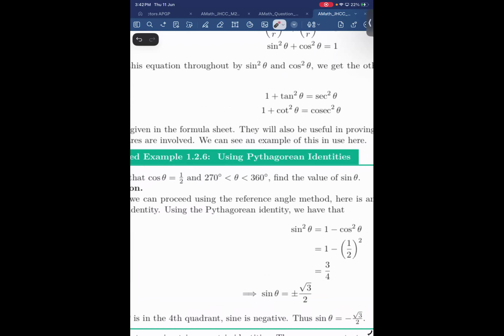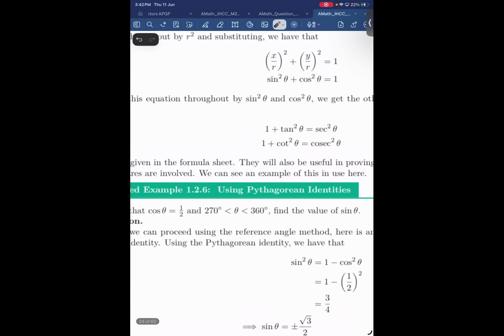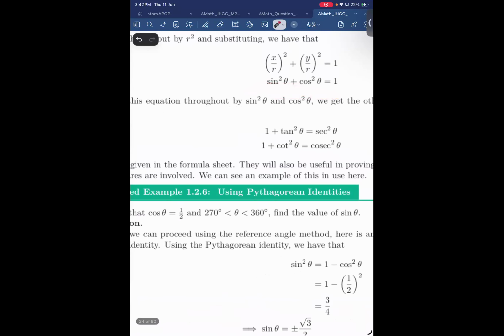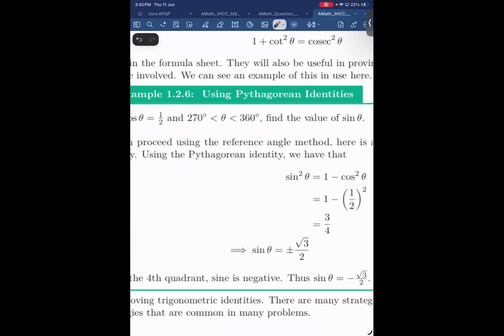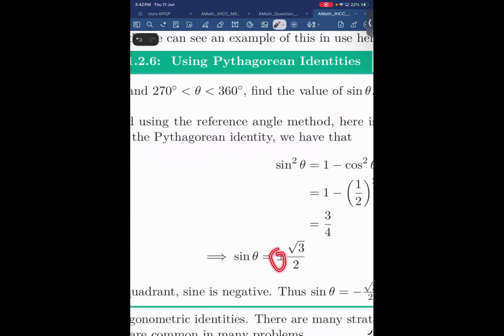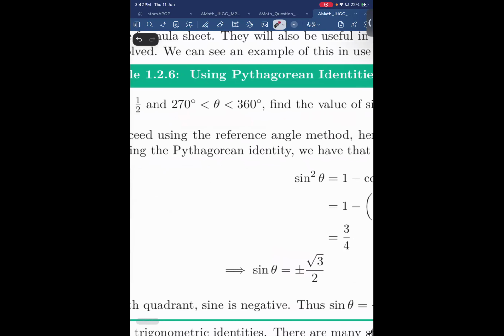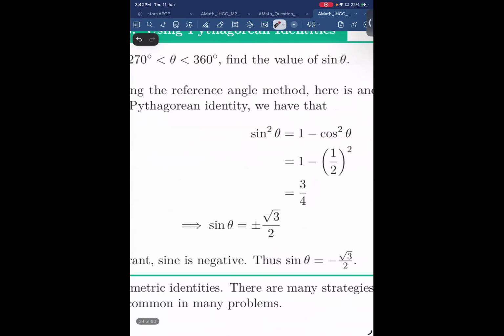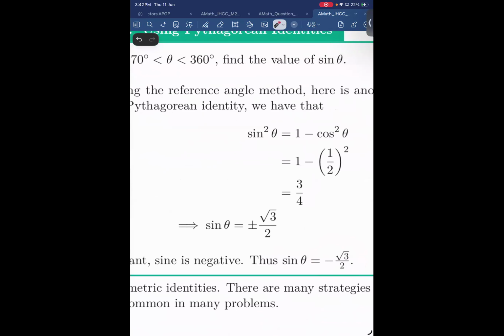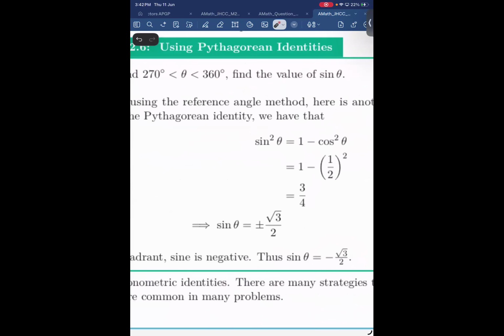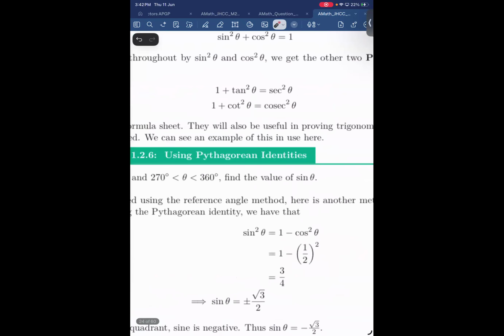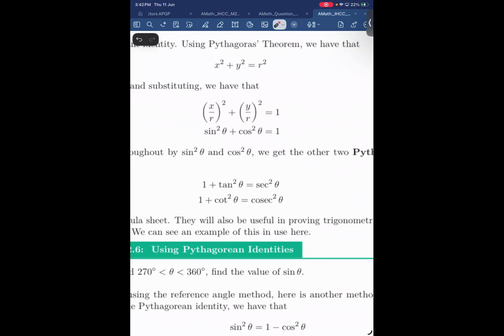Now we have a new method. We have the value of cosine and we want to find sine. Just use this formula over here, the first one. But remember when you take the square root, you must put plus minus. But in the end, sine theta is in the third quadrant, so by ASTC, third quadrant means sine is negative, so you reject the positive answer. So this is an example of the so-called Pythagorean identity. Of course you don't need to care about the name, but it is related to the Pythagoras theorem, that's why it's called that.